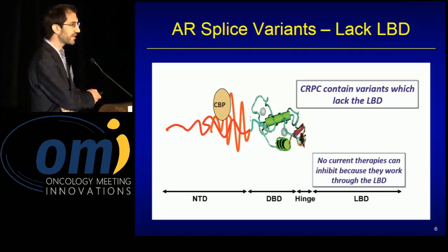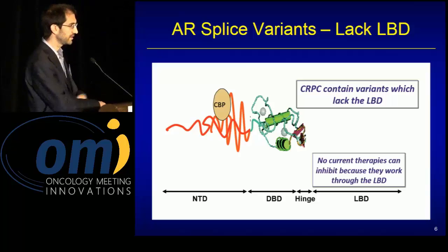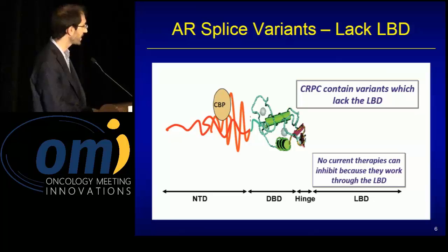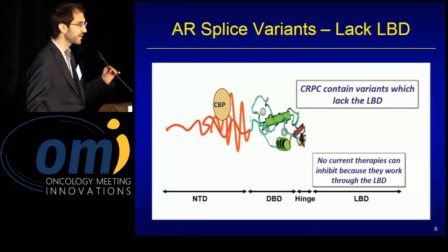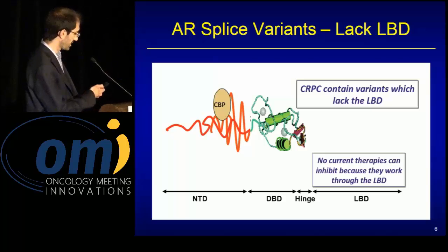Almost all of the splice variants retain the N-terminal, but lack the entire C-terminal, including the ligand binding domain. Some of them contain the hinge, some of them do not. AR-V7 happens to not contain that area, but some of the other splice variants, like the 567ES, do retain that part.